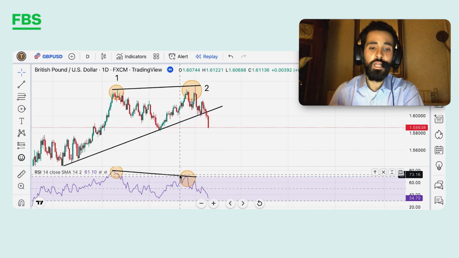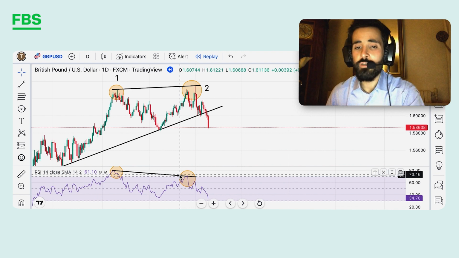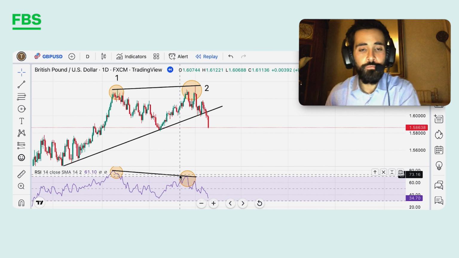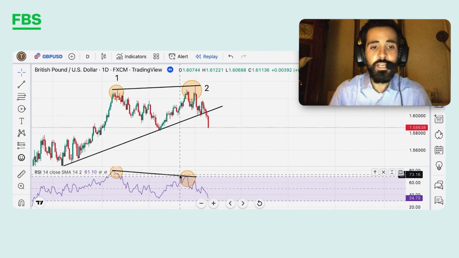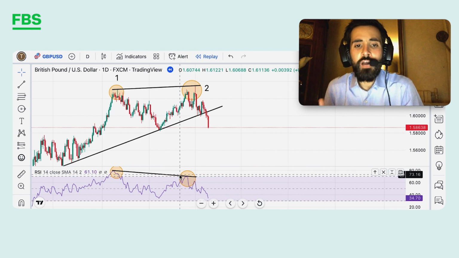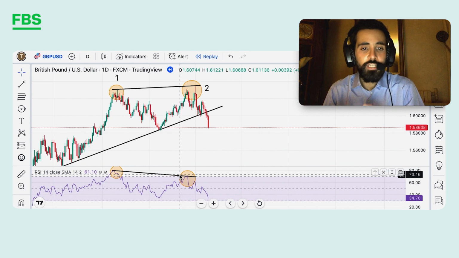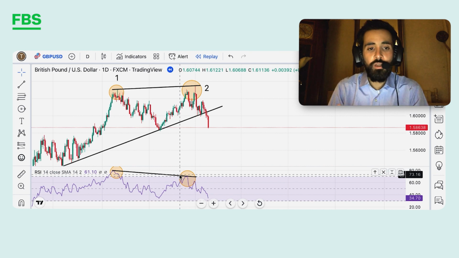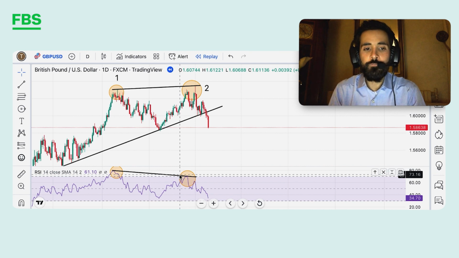This is what we call an RSI divergence, where RSI and price action move in different directions. The RSI is not following price action. This means that the current trend is running out of momentum, so it's probably weakening. In other words, they say it's running out of steam. So the uptrend is weakening and a reversal is very possible.